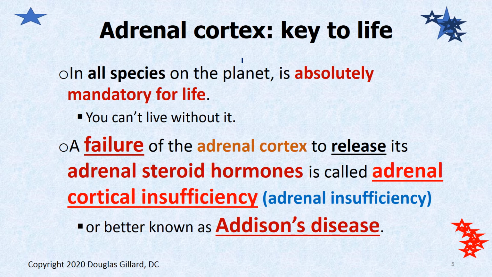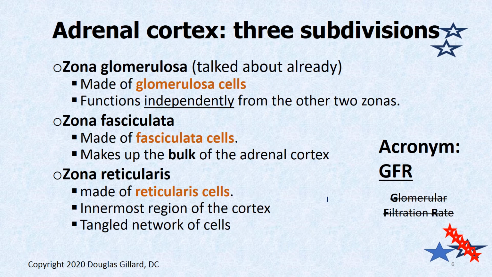You have to have an adrenal gland or you'll die because of cortisol. You have to have cortisol and aldosterone. Failure of it to release its hormones, collectively called the adrenal steroid hormones, is called adrenal cortical insufficiency, or adrenal insufficiency. There's two types, primary and secondary, which we'll get into. Addison's disease is primary adrenal insufficiency. We'll get into that next time, though.